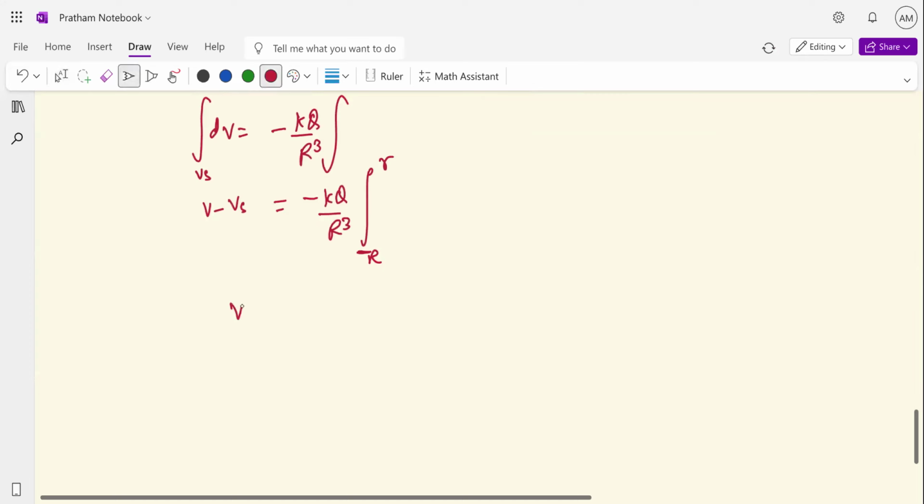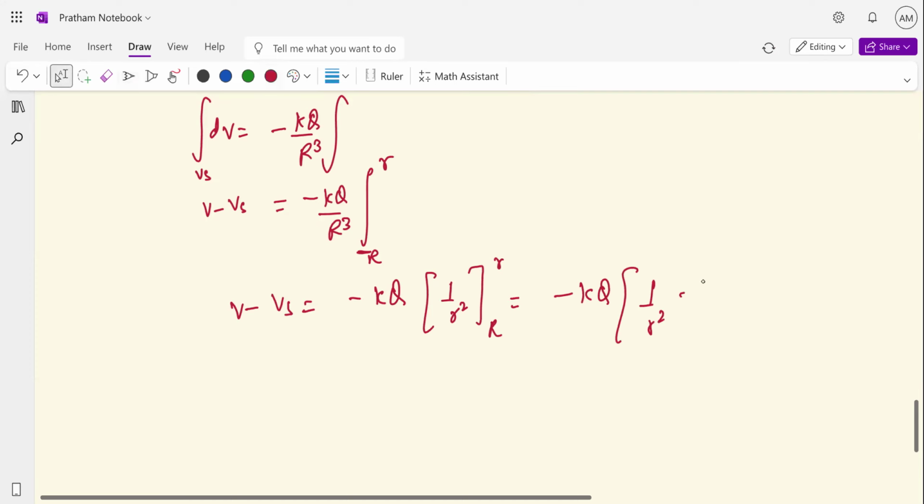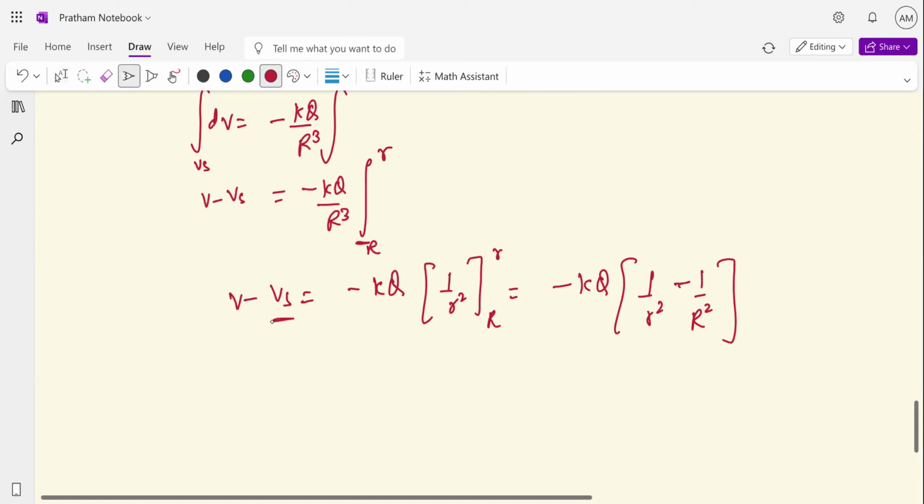Okay. So if you solve this one, what you are going to get? Minus KQ R square. Keep it like 1 by R square, R to R. So minus KQ, 1 by R square minus 1 by capital R. Understood this part? Okay. Now what is this? What this value comes out as? Okay, one more thing. There's this part. Okay, so keep it clear itself.